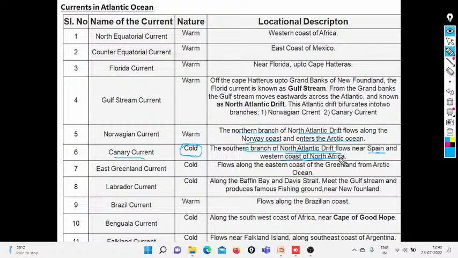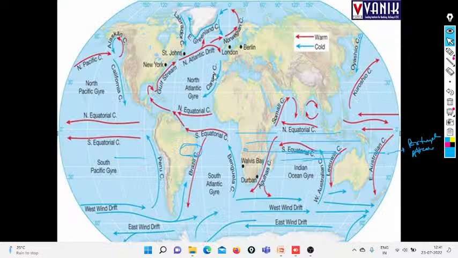Next we will see how this Canary current, a cold current, flows along the coast of Portugal and the northern part of Morocco on the Africa side. Just see Portugal here, then Morocco, this side is the Canary current. Northwestern coast of your USA.